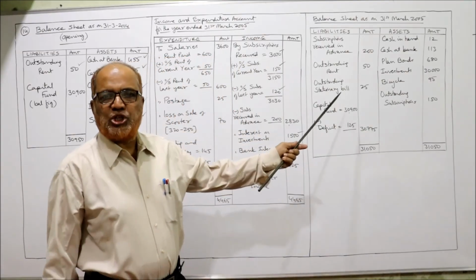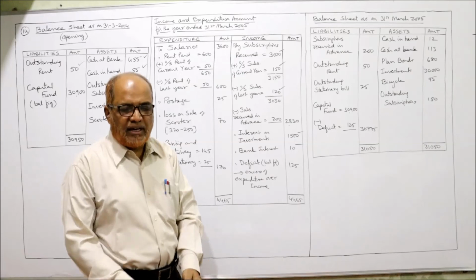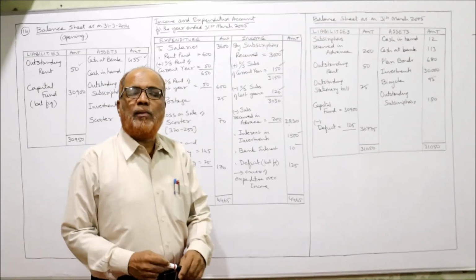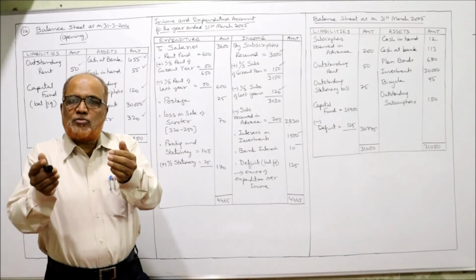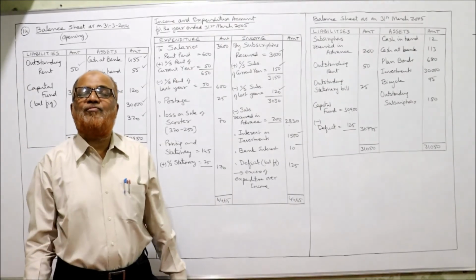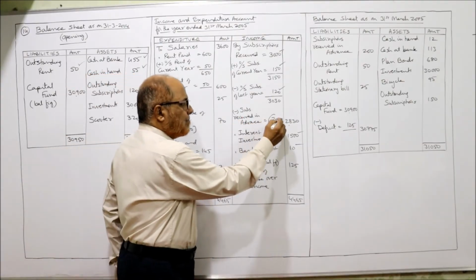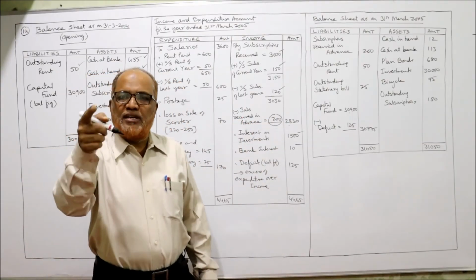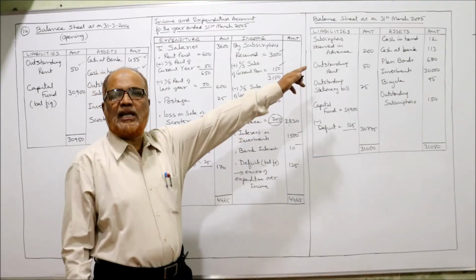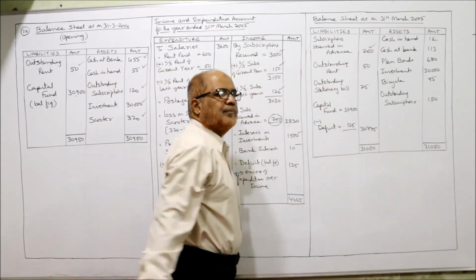Now we'll make the balance sheet. In the balance sheet, liability side, subscription received in advance. So in the problem it is given 200 rupees subscription are received during the current year, but it belongs to next year, 2005-2006. So that is deducted 200 rupees here. And that subscription received in advance will be taken on the liability side. Subscription received in advance, 200.